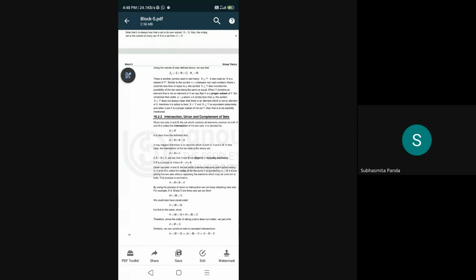Okay, so 3 and 4 are common in A and B. Or, if in A there are two elements, 2 and 3, and in B you have two elements, 2 and 3, then A intersection B will contain 2 and 3, and B intersection A will contain 2 and 3. So A intersection B is equal to B intersection A. If there are no common elements in these two sets, then the intersection will give the empty set phi. So A intersection B is equal to phi. And if A intersection B is equal to phi, we can say that A and B are disjoint or mutually exclusive, since their intersection is a null set.